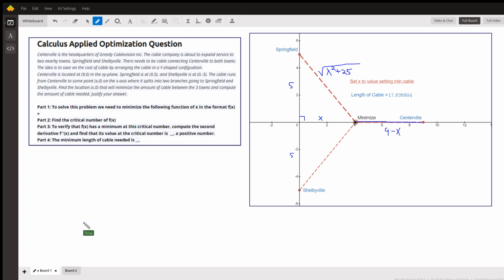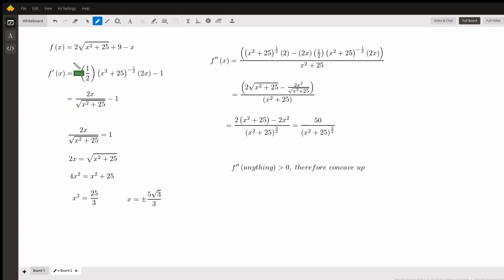So here's what the function looks like. We've got 2 of those square roots of x squared plus 25, plus the 9 minus x. That's the function. We'll plug in numbers between 0 and 9 and we'll get the length of cable. And so to find the x value that causes the minimum length of cable, we're going to find the first derivative, set it equal to 0.